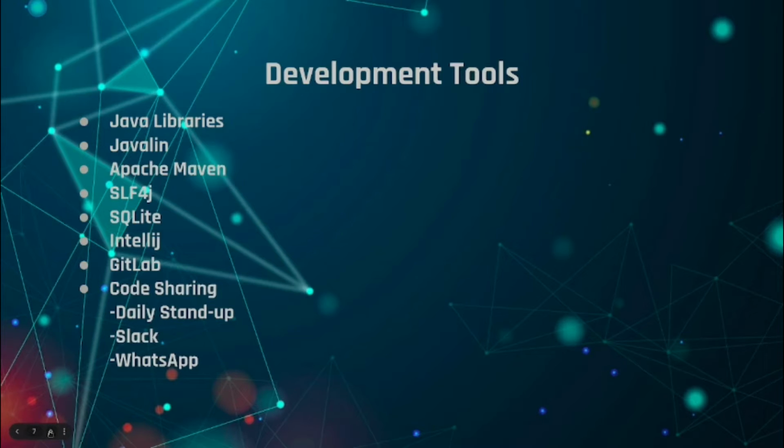And then we've used Javalin. The reason why we use Javalin is because we are going to be using the HTTP APIs, and Javalin is a framework that is mostly used for HTTP API communication, or it is used to handle all those HTTP API requests.